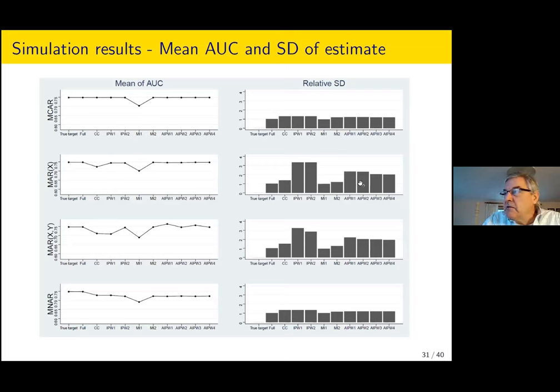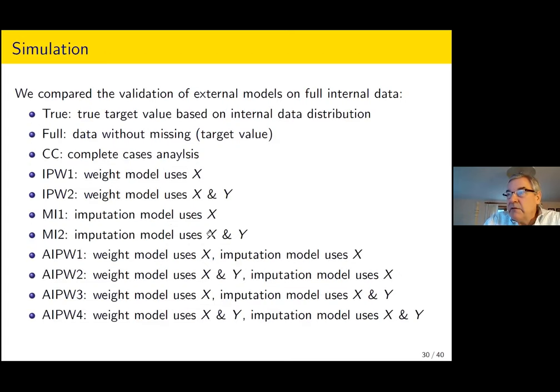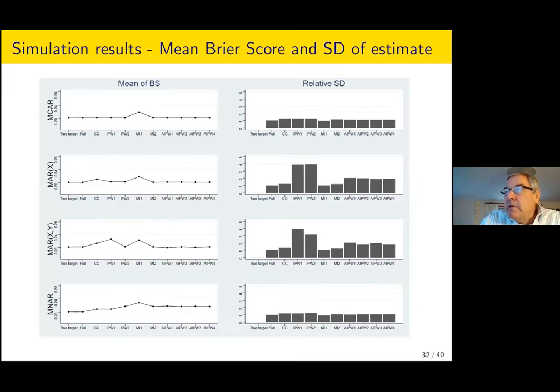Okay, so if you look at this overall, multiple imputation number two, and I'm not really showing you everything, but AIPW number four tends to be a good method. From the simulations, in terms of bias and efficiency, multiple imputation that uses Y and the AIPW models that use Y as well have small bias and are the most efficient within most classes. And the Brier score is exactly the same. So small is good here.